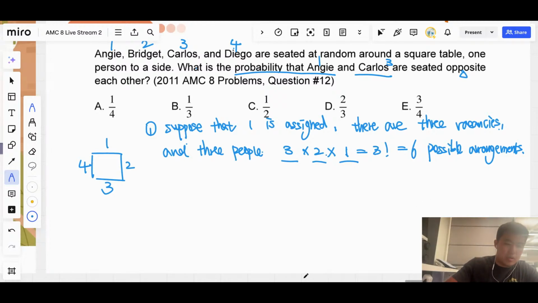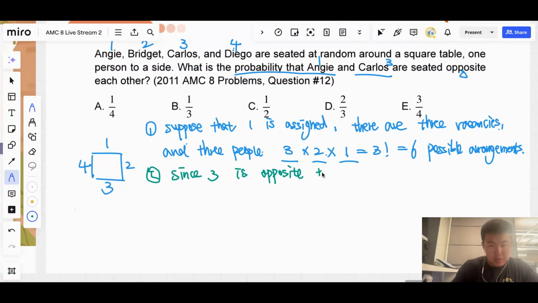Okay, cool. So now let's move on to our second step. Since Angie, who is our number 1, is already seated, how about taking the opposite of Angie? So there should be what? Okay, let me first write down the given condition. Number 3, Carlos, is supposed to be sitting on the opposite side of Angie, who is number 1. So since 3 is opposite to 1, right? That's what is given to us.